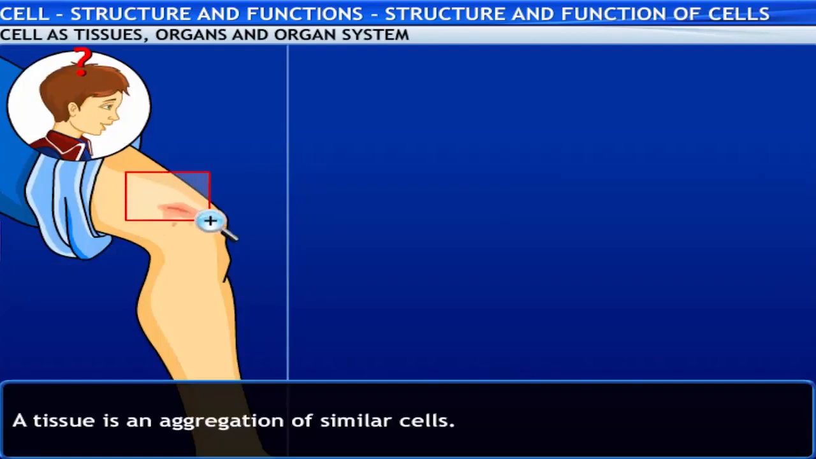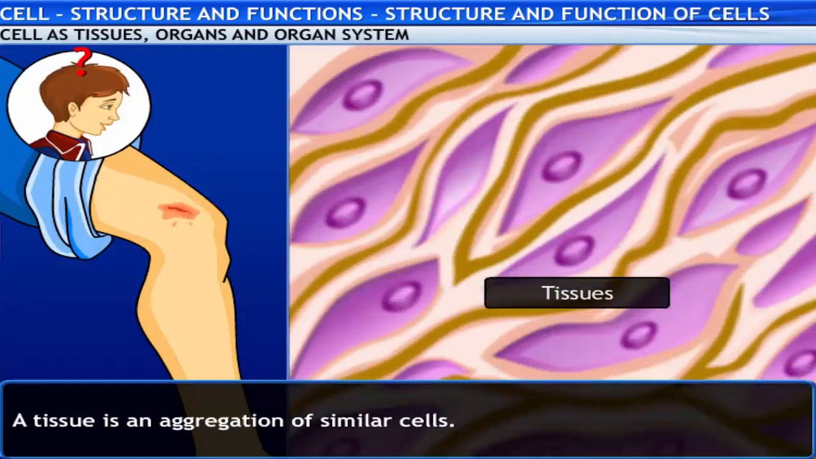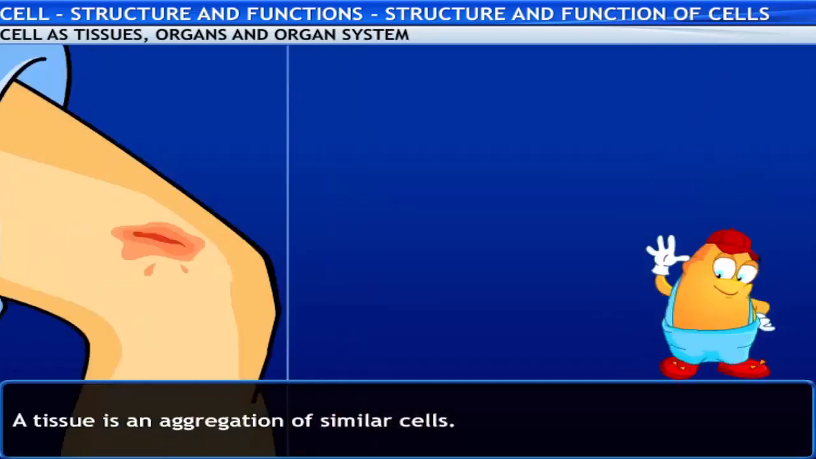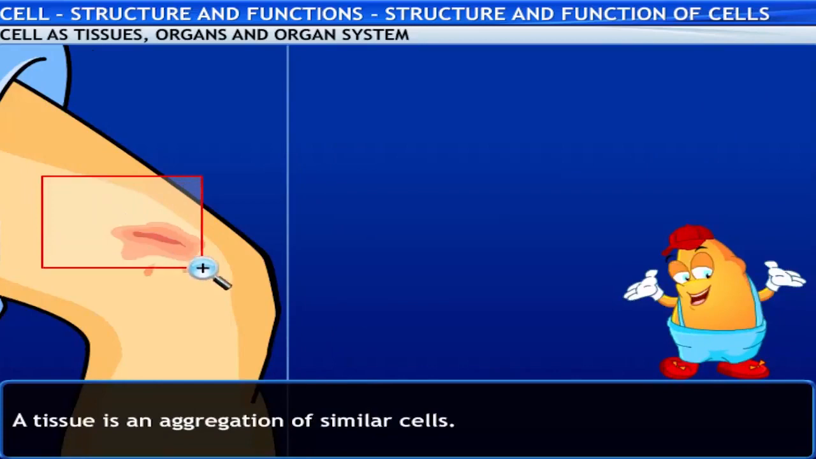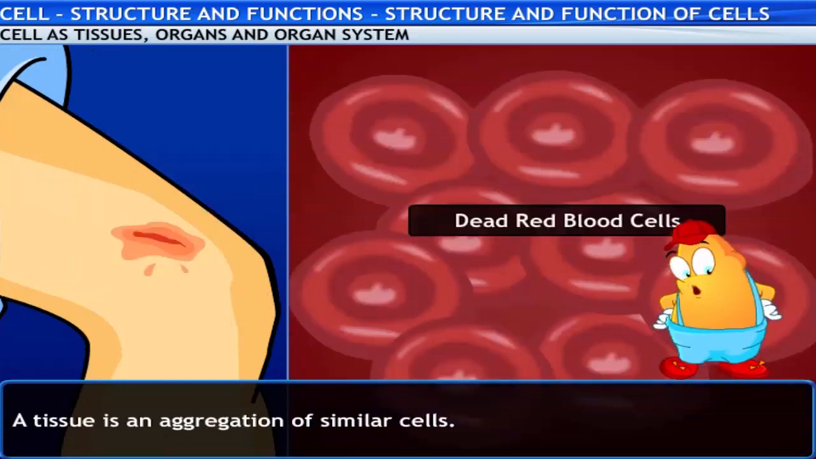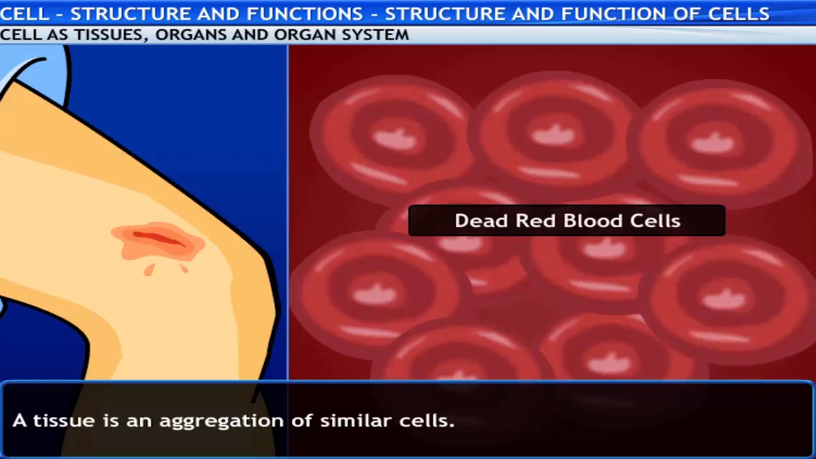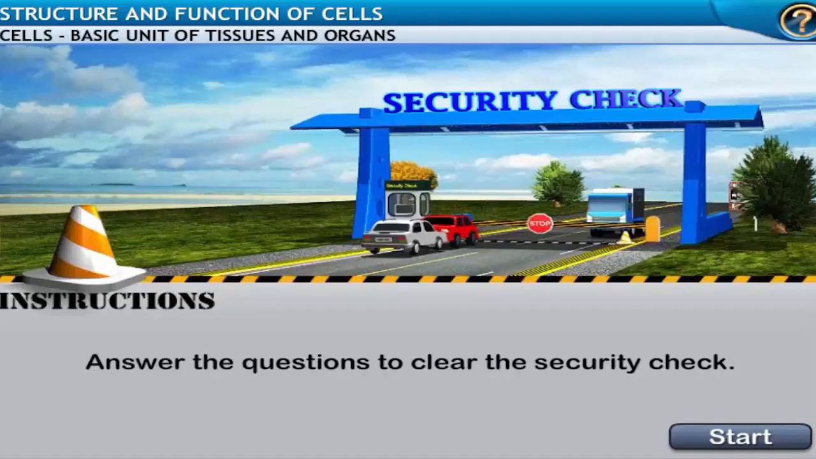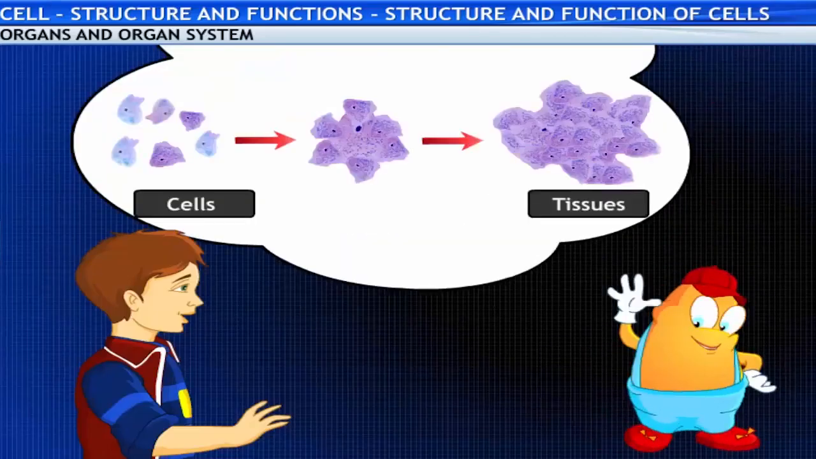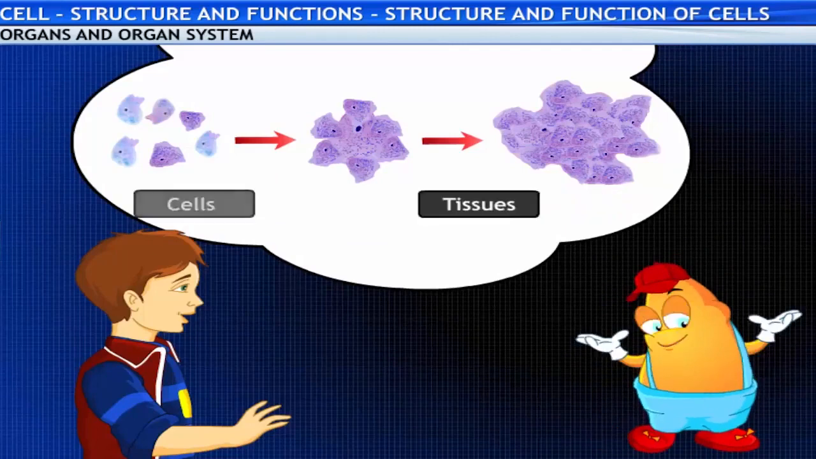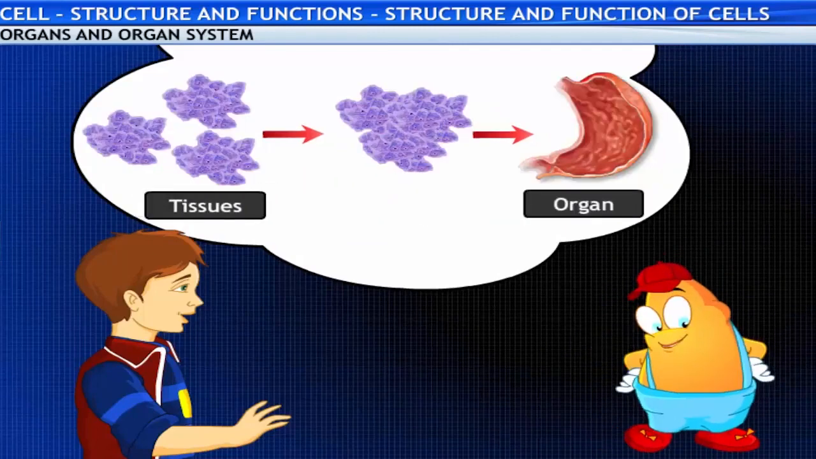So that's tissue? I do remember you telling me earlier that groups of cells form tissues. Yes. In fact, the black layer or the scab that you see on the wound is a result of the aggregation of dead red blood cells, RBCs. We talked about how cells form the basic unit of all organisms. As you may know, cells form tissues and tissues form organs.